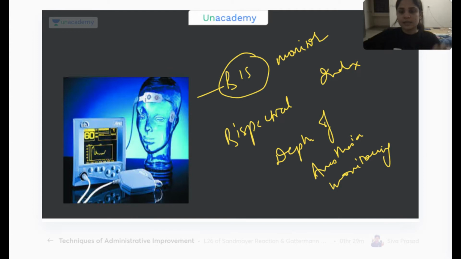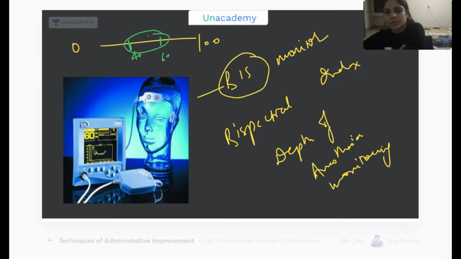Clear? What is the ideal BIS value? The BIS value is anywhere between 0 to 100. What is the ideal BIS value to be maintained? Ideal BIS value that has to be maintained is between 40 to 60. Okay, this means the patient is adequately deep under anesthesia.